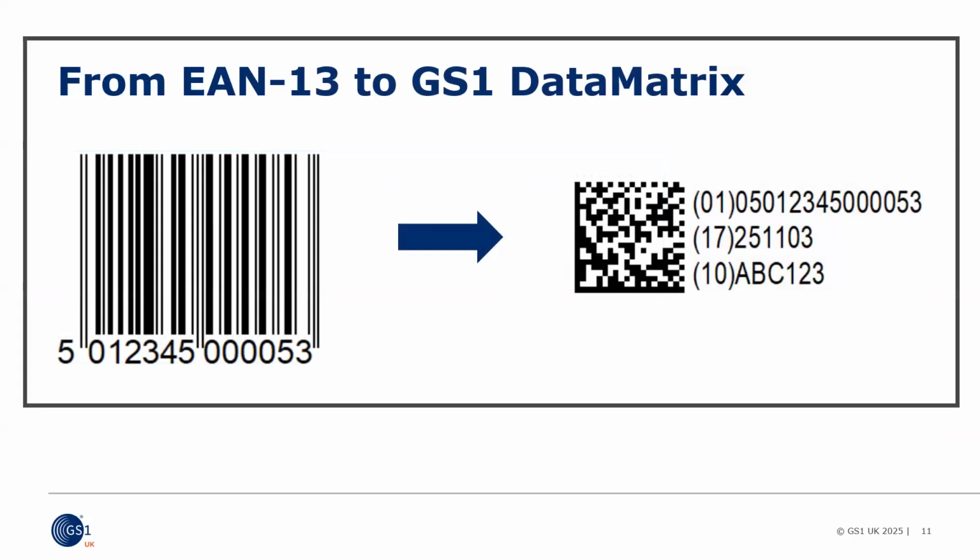This shows how a GTIN 13 in an EAN13 is captured in a GS1 data matrix with the expiry date and lot number. Look out for the other modules on capturing the product information in the barcode and how this is represented on the label.